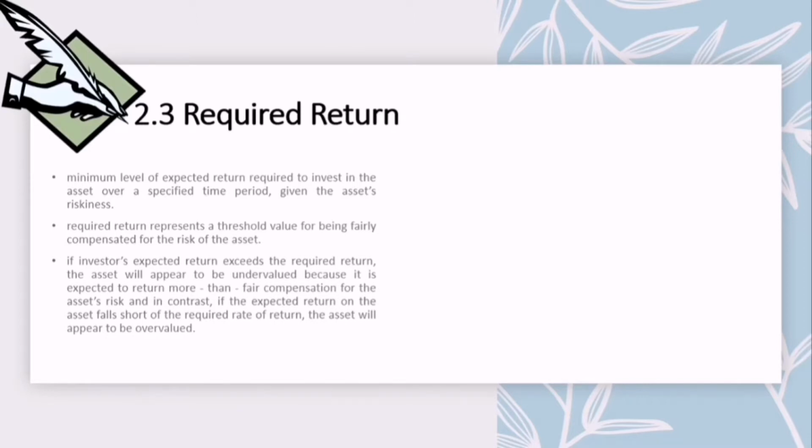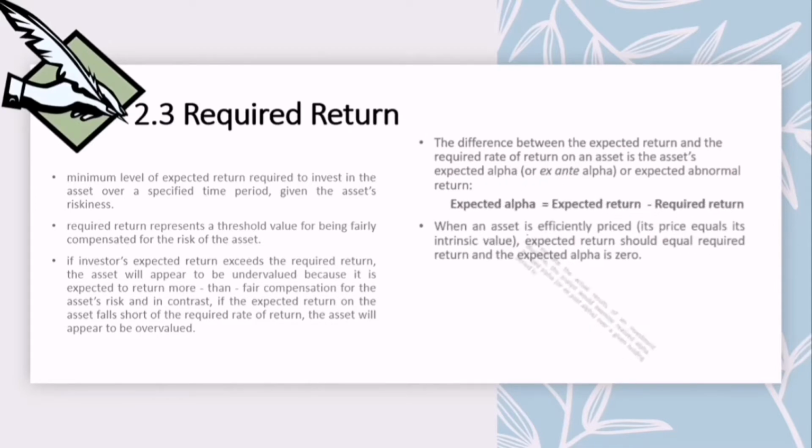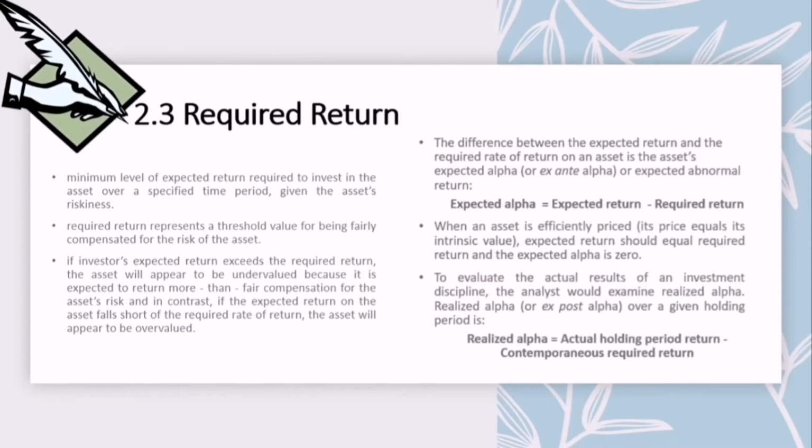If the investor's expected return exceeds the required return, the asset will appear to be undervalued because it is expected to return more than fair compensation for the asset's risk. And in contrast, if the expected return on the asset falls short of the required rate of return, the asset will appear to be overvalued. To calculate assets' expected alpha, we just have to find the difference between expected return and required return.